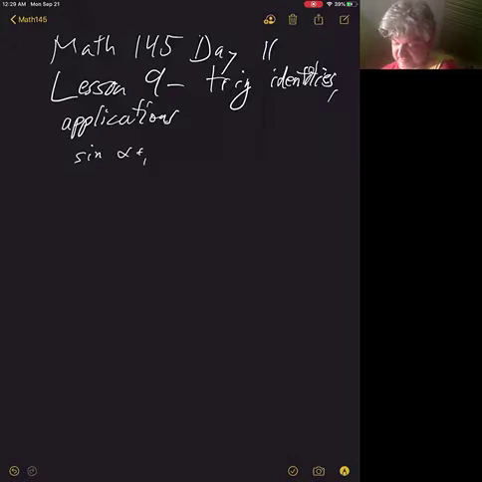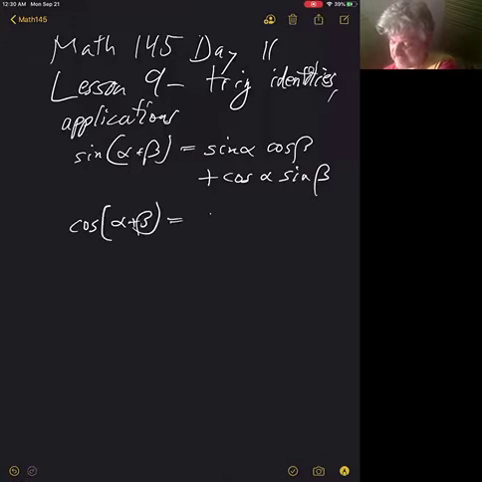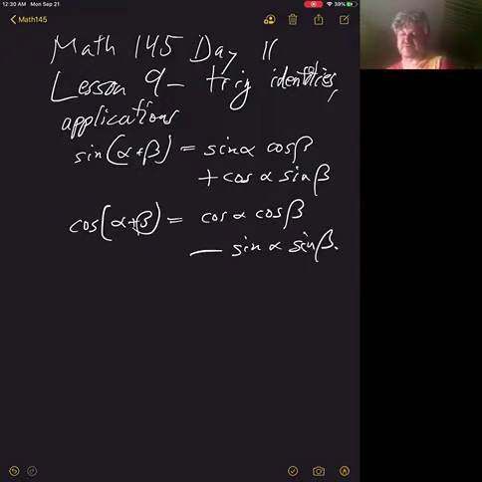Sine of alpha plus beta is sine alpha cosine beta plus cosine alpha sine beta, and then cosine of alpha plus beta is cosine alpha cosine beta minus sine alpha sine beta. So what can we do with them? I've got three examples to take this out for a spin.